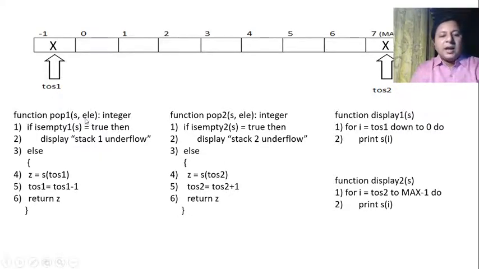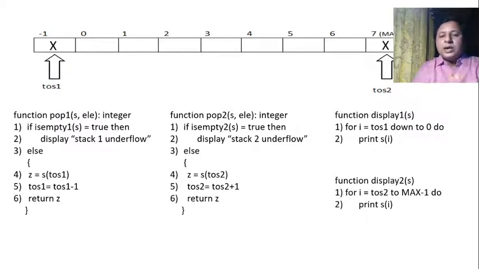Function pop1 (s, ele) returns integer. If isEmpty1 is called for pop1, if it is true, then we would say stack 1 underflow. Okay, and again we can return -1 and all, which has to be done when you do implementation. Here, just keeping it short, I have not done it, I just gave you the idea. So if stack 1 is underflowing, return type is integer, return -1 must be there. Else z is equal to s of toss1. So we'll take the element at toss1 in temporary variable z, decrement toss1 and return z.